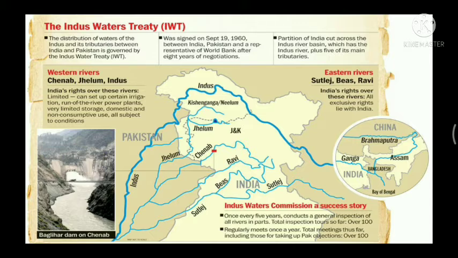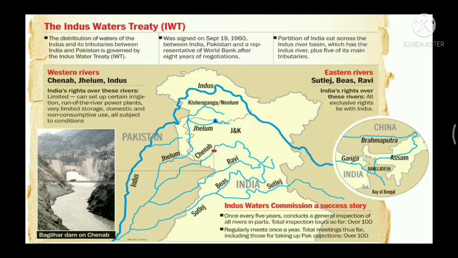Okay. Now, the Indus Waters Commission, this is a success story, that once every 5 years conducts a general inspection of all the rivers in parts. Total inspection tours done so far are over 100. And regularly, the commission meets once a year, and the total meetings thus far, including those for taking up Pakistan's objections, are also around 100. Fine. So this Indus Water Treaty is one of the most important negotiations done between India and Pakistan.